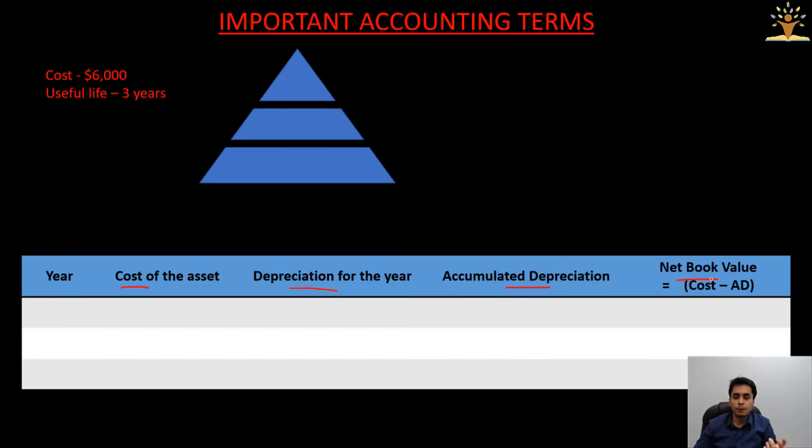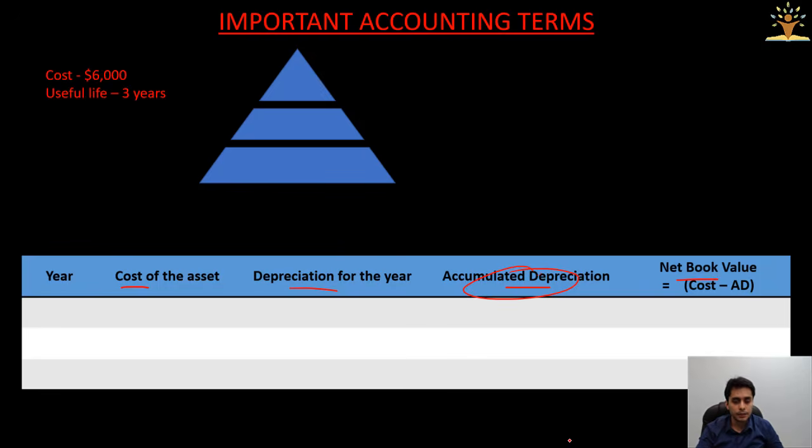And finally, we have the net book value. Net book value is that part of the non-current asset which is not yet transferred to the income statement as depreciation, considering all the years. So if I have the total cost of the asset, and I subtract the total depreciation transferred to the income statement till date, I get net book value, which is the amount not yet transferred to the income statement.